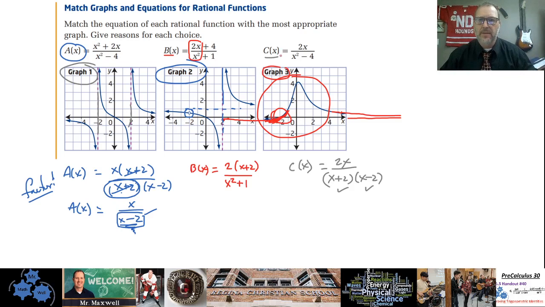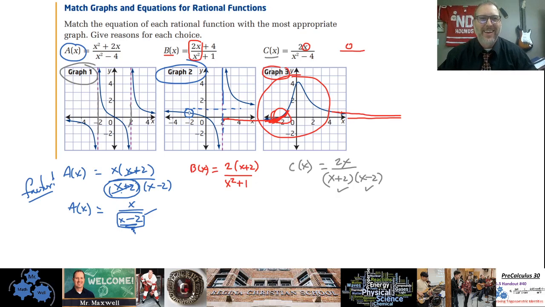Yeah, I mean if x is 0, you could just try an intercept. If x was 0, what would you have? You'd have 0. If x was 0, 0 over 0 minus. Whoa, wait, what?